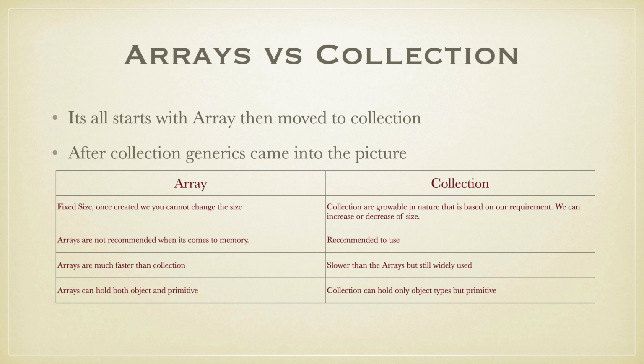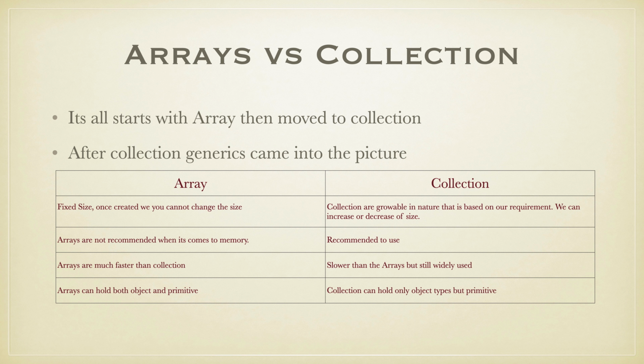You don't have to specifically mention how much data you are going to process in a particular collection. The next point: when it comes to memory, array is not recommended. The recommended one is collection. And array is much faster. So if array is much faster, why do we need to go for collection? Which means there is something that is not there in arrays and is available in collection. I'll tell you why arrays are faster, but not right now, because I'm going to create an example and then explain why it is much faster.